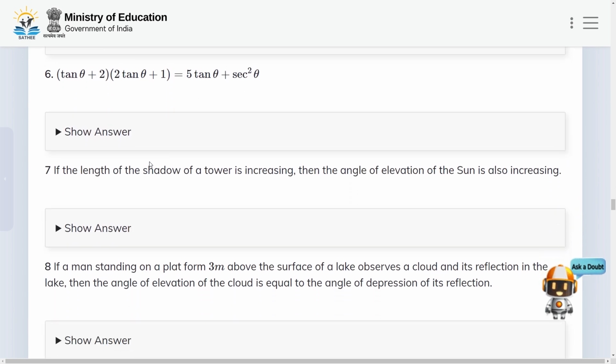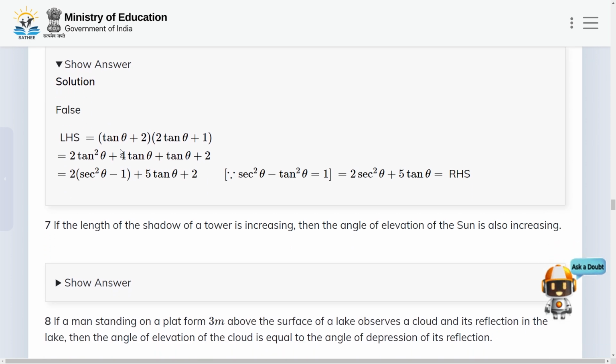In the next question, we have tan theta plus 2 times 2 tan theta plus 1 is equal to 5 tan theta plus sec square theta. Let us check. In the left hand side we have tan theta plus 2 times 2 tan theta plus 1. If we now multiply them, we get 2 tan square theta plus 4 tan theta plus tan theta plus 2.